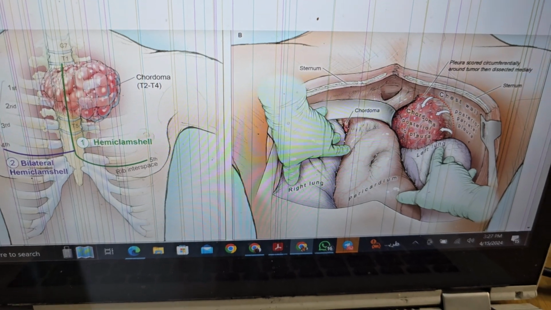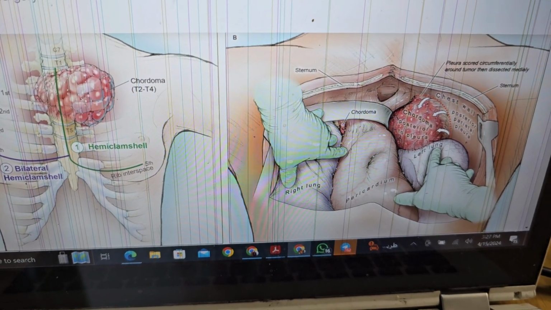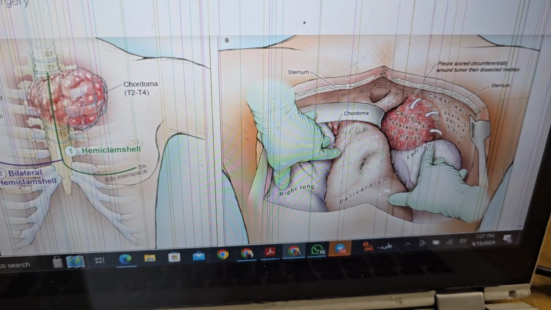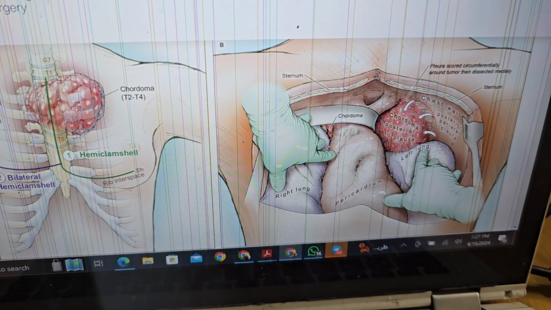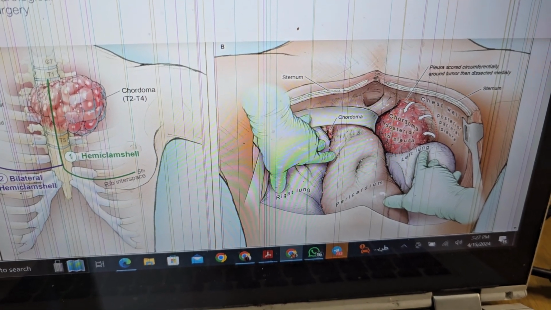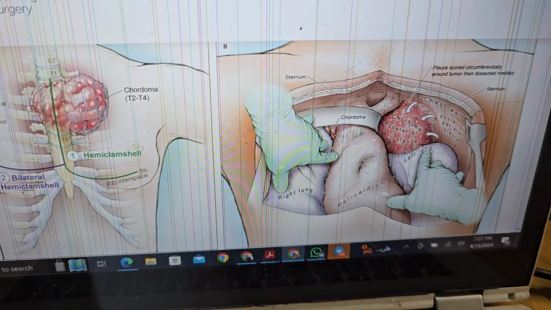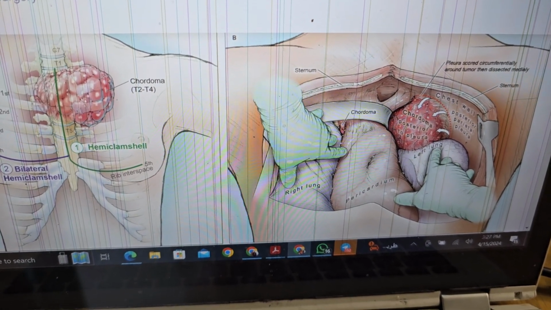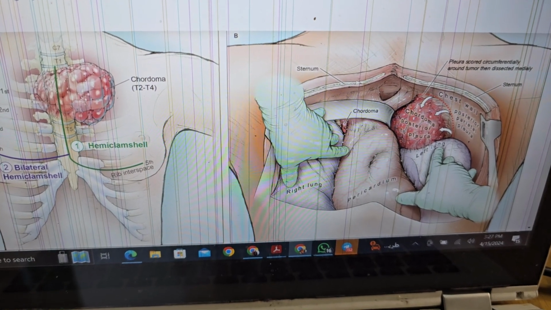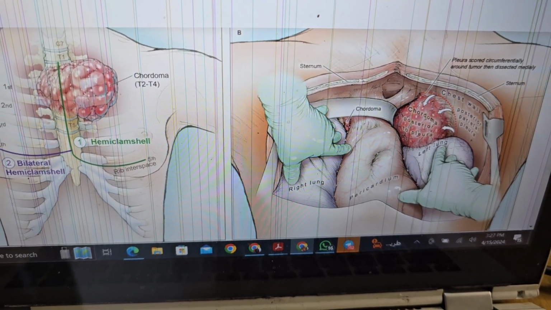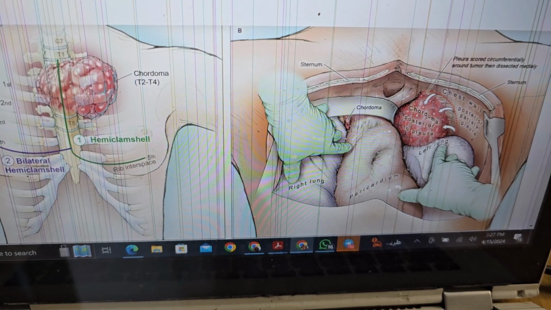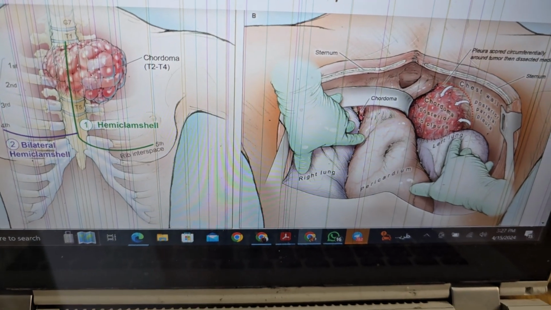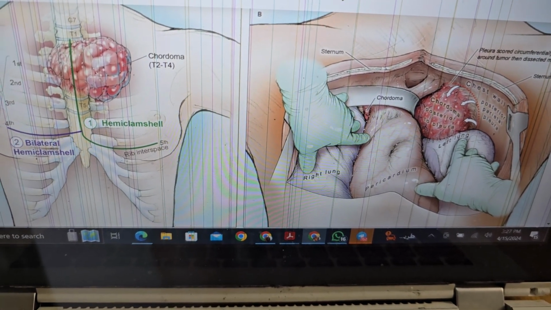Here you can see in this picture, from T2 to T4 this chordoma is extended, and you can see it is behind the first and second rib, and you can appreciate that. Roughly you can see the hemithorax shell here, and till the fifth rib space you can visualize that.